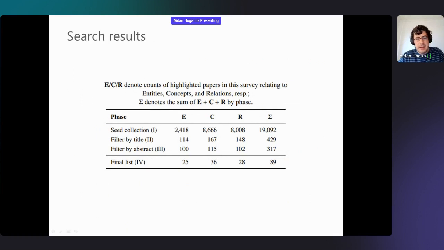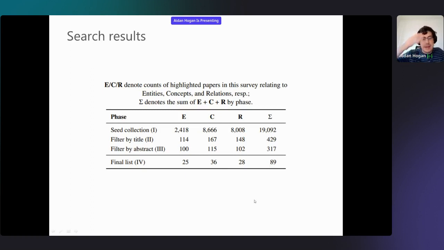So we see the number of papers that we considered, and this is the initial number of papers categorized by entities, concepts, and relations. And we see that there were 19,000 papers, which was a lot of papers to go through. After filtering by title, we got to about 429, and then after further looking into the abstract, 317, and then looking in detail at the paper, we discovered 89 focus papers.